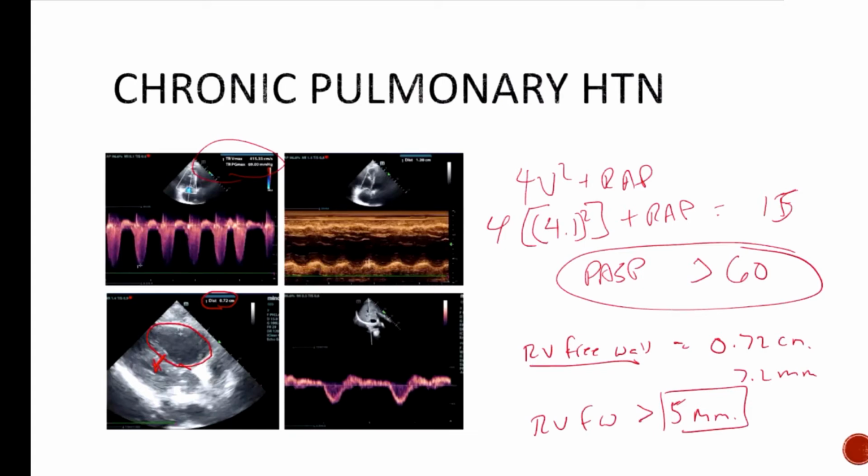So these are two numbers that can help you with chronic versus acute. If your PA systolic is over 60, you very likely have a chronic component. Doesn't mean you can't have an acute component with it, but you probably have some chronicity. And if your free wall is greater than 5 millimeters, that free wall has hypertrophied, and that's consistent with some chronicity to it. All right.